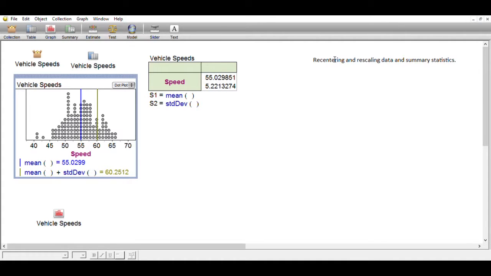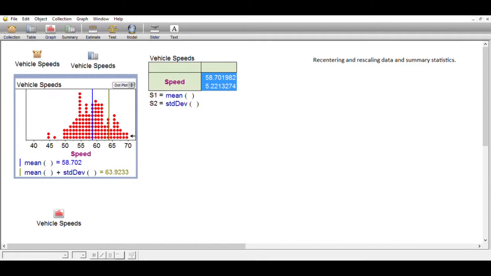Recentering the data simply means adding or subtracting a value from all of the data points. So for example, I could wave my magic wand and make all these cars go faster. I can simply drag these points over and speed up all the cars. There we go. I've added around 5 miles an hour to all their speed.